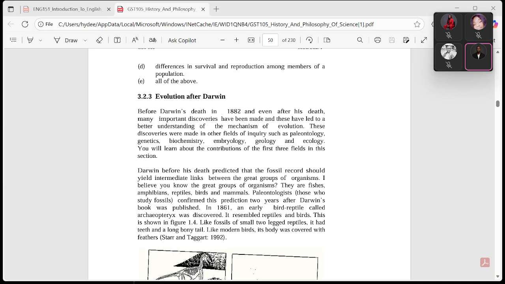So, the key points. What are the key points? Let's take the key points under this.